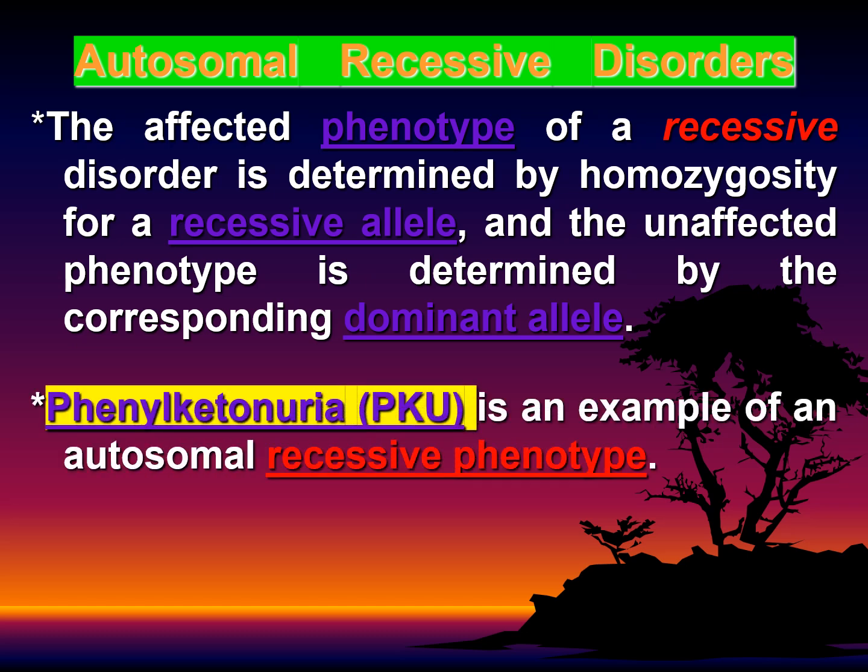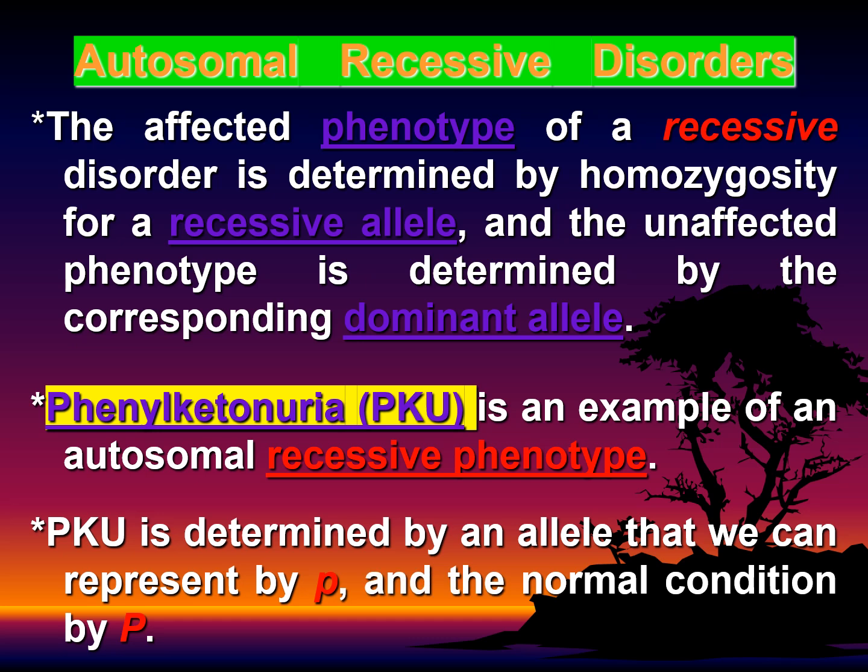An example of an autosomal recessive disorder is phenylketonuria, abbreviated as PKU, and it is caused by homozygosity of recessive alleles. PKU is determined by an allele that we can represent by small p because it is in the recessive state, and the normal one is capital P.